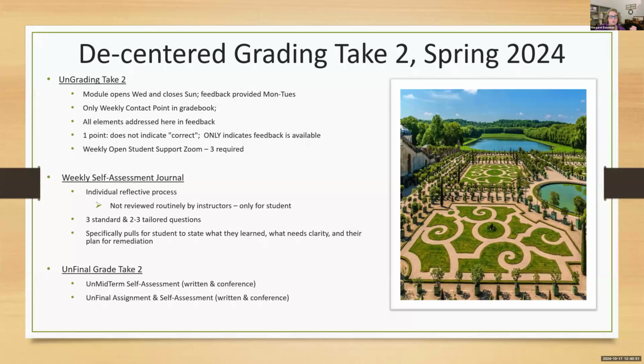We ask students to specifically state what they learned, what they have questions about, and what they're going to do to get those questions answered. We don't review it. It's for them. It's available to us, and they know that we may look into it from time to time, but we're not giving them feedback on the journal entry. That's for them. And so when they come to the self-assessment in the midterm and at the final, they have something to go back and look at from each week about their own reflection on what they're learning and how they're doing, in addition to our feedback.